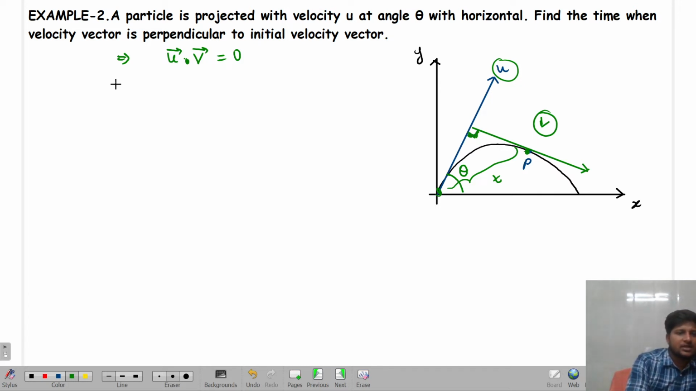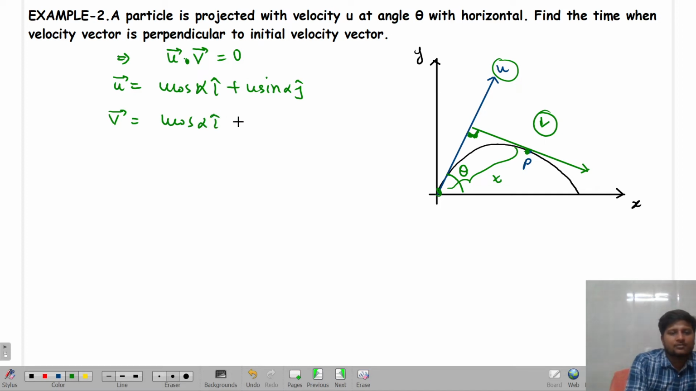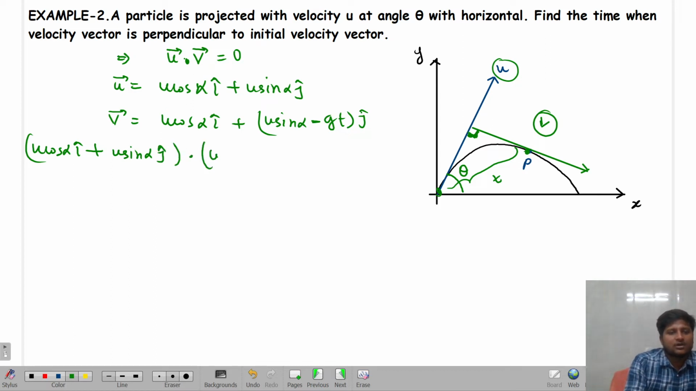Now you know that initial velocity equation is u cos alpha I cap plus u sin alpha j cap. Final velocity vector is u cos alpha I cap plus u sin alpha minus g t j cap. Take the dot product of all of these things. U cos alpha I cap plus u sin alpha j cap dot u cos alpha I cap.